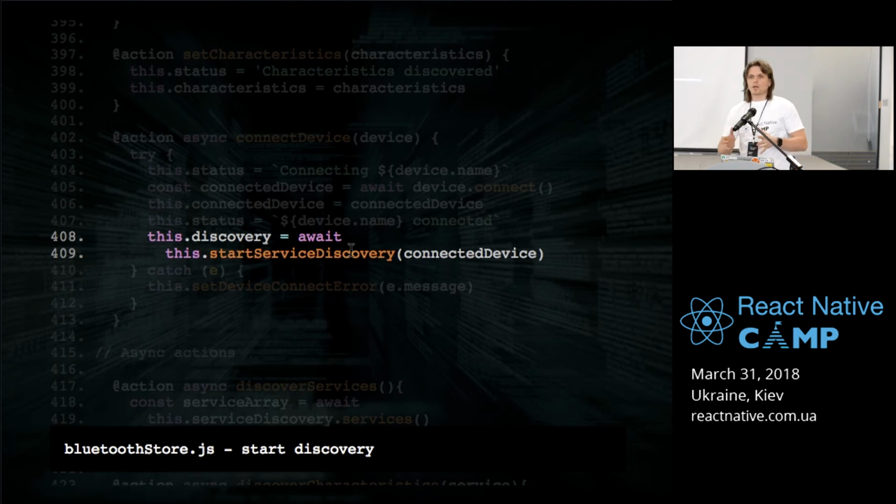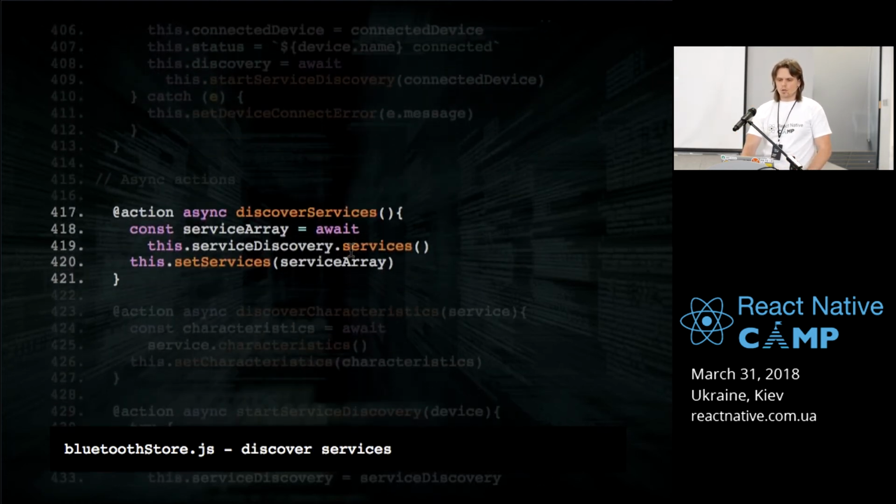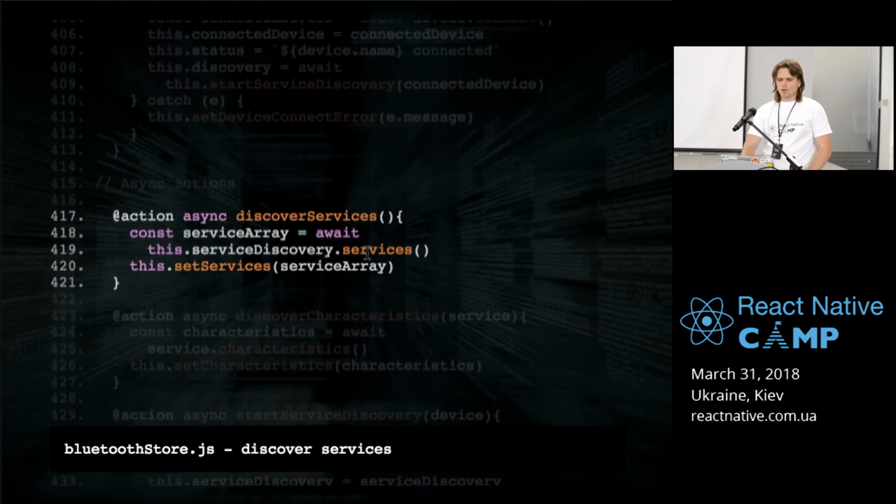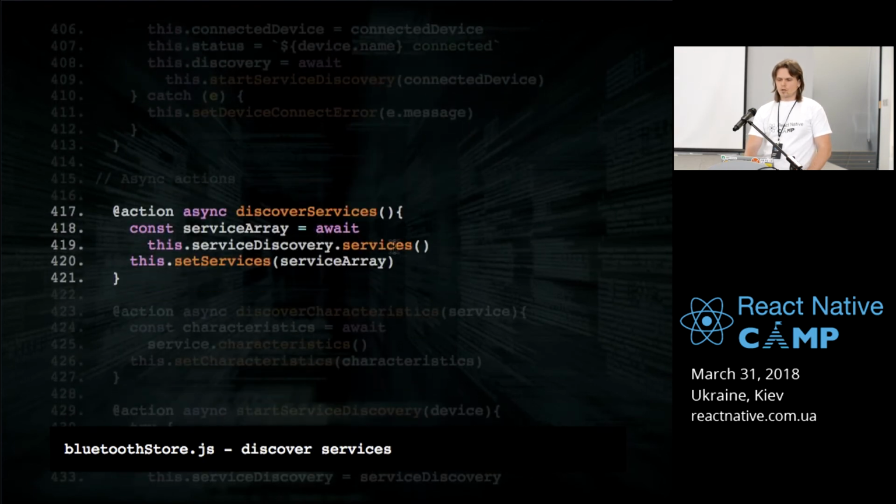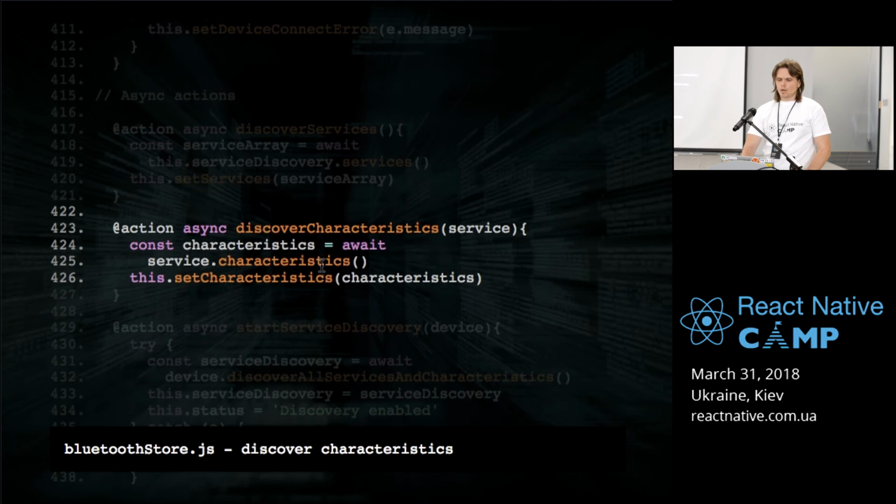With React Native BLE, you have to start service discovery before you can discover services. It's a separate function that you have to call, and only then can you scan for the services. So I start service discovery, and only then can I get the services array. This merely sets the services observable inside the store. In the same fashion I can discover characteristics: I call the characteristic function and just set the observable on the store. So that's for the scanner.